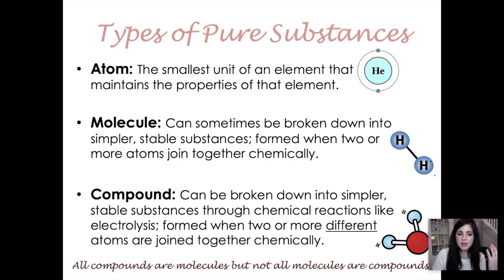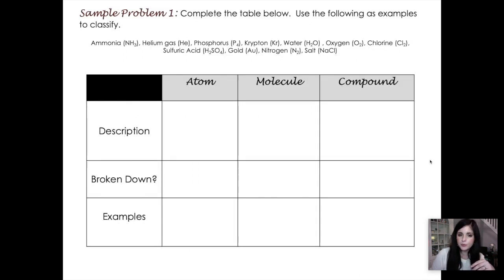It's kind of like in math class where you talked about how all squares are rectangles, but not all rectangles are squares. In this case, all compounds are molecules, but not all molecules are compounds. Molecules have to be just any atoms bonded, whereas compounds have to be two different ones that are bonded.